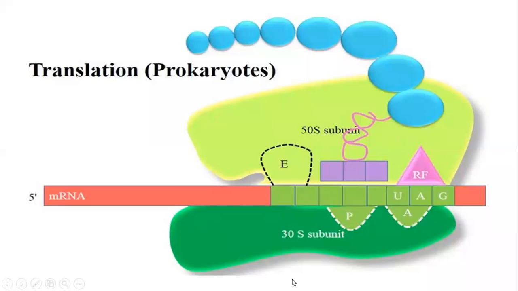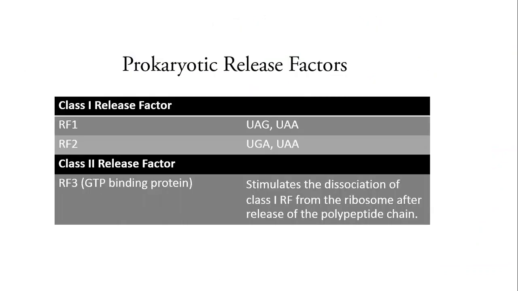Hello students. Today I am going to discuss the last portion of prokaryotic translation, that is the termination of translation. First you have to know what is termination. Termination means the end. So when the ribosome encounters the stop codons or termination codons on the mRNA, the termination of translation occurs.